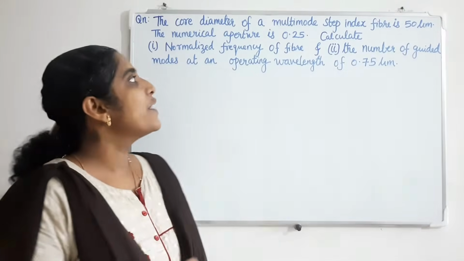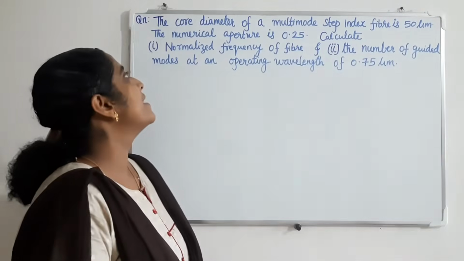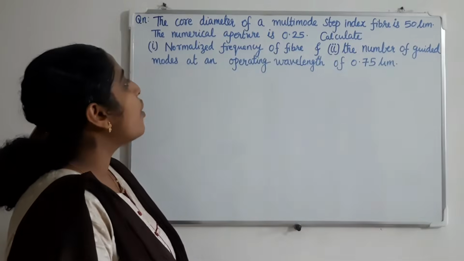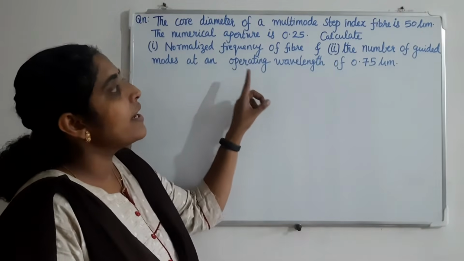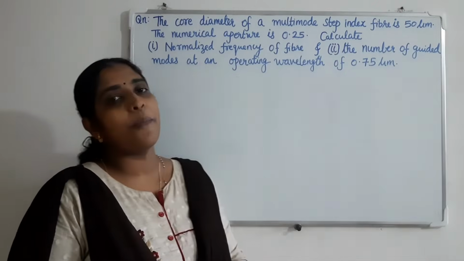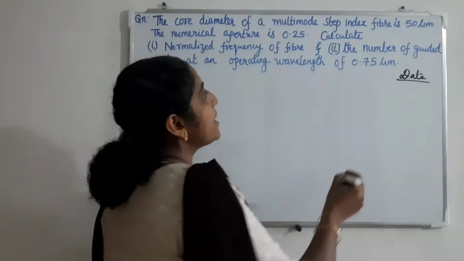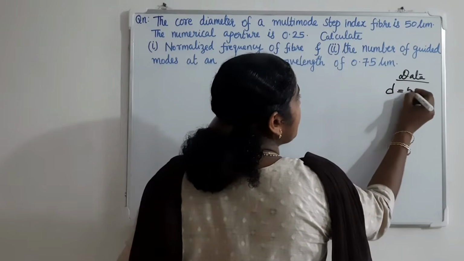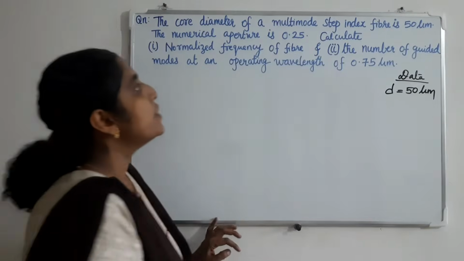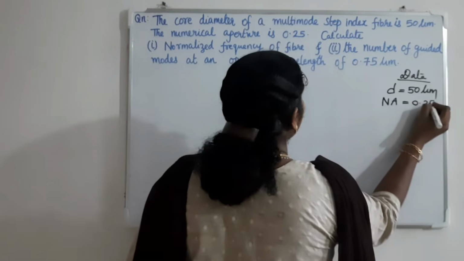Next question, the core diameter of a multimode step index fiber is 50 micrometer. The numerical aperture is 0.25. Calculate normalized frequency of fiber, and second, the number of guided modes at an operating wavelength of 0.75 micrometer. The core diameter of a multimode step index fiber is 50 micrometer. So d equal to 50 micrometer. The numerical aperture is equal to 0.25.